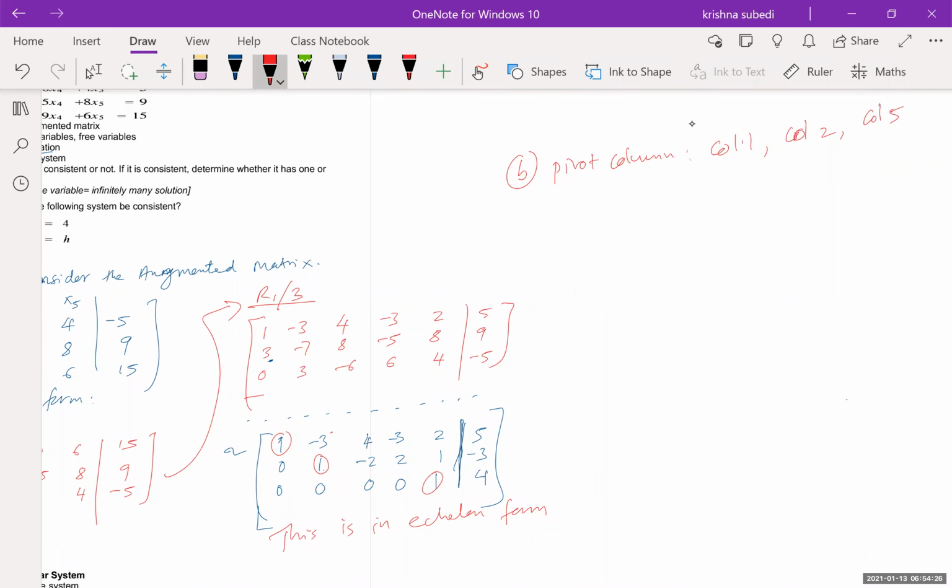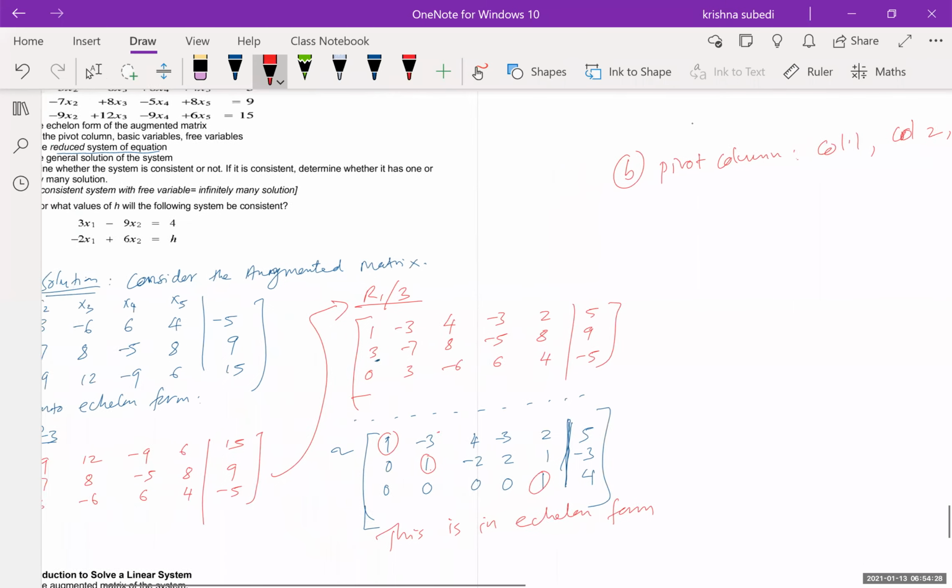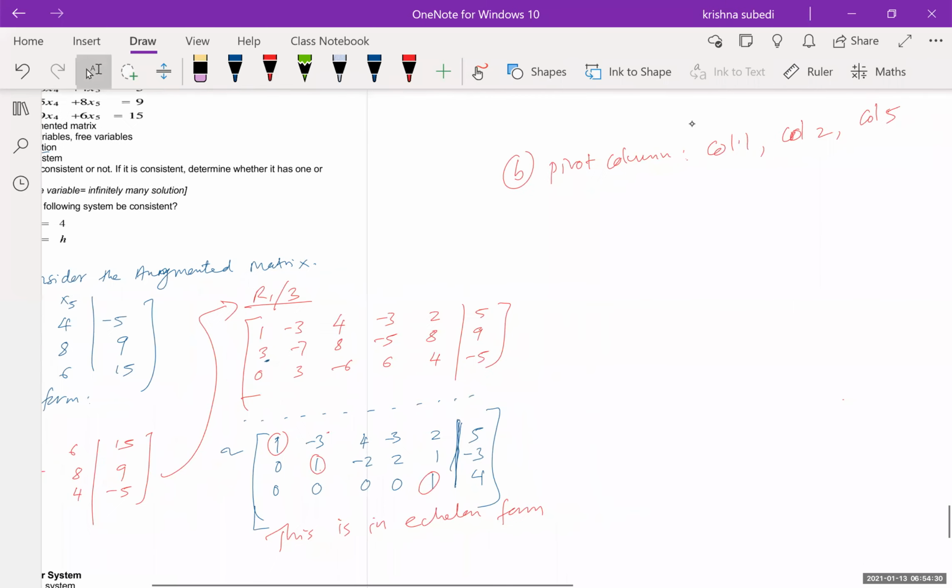Okay. Next, what is the next question? What are the basic variables and free variables? Basic variables: remember, this is x1, x2, x3, x4, and x5. How do we define a basic variable? The variables in the pivot column. So what are the basic variables then? X1, X2, and X5.